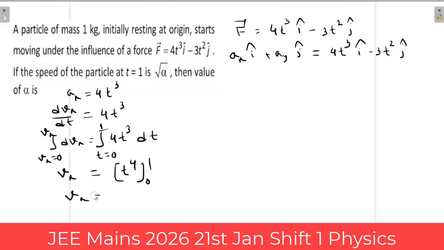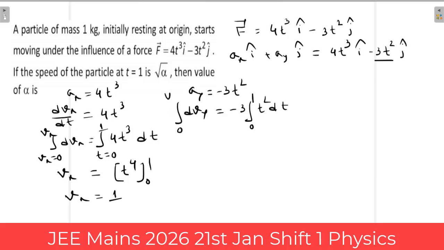So vx is 1. Similarly, ay is minus 3t². Ay is dvy by dt. So integration dvy is equal to minus 3 integration t² dt. So the limit of t is 0 to 1 and vy is 0 to vy. So integration dvy is vy, and the integral of t² is t³ by 3, so that is minus 3 by 3 t³, and the limit is 0 to 1. So this becomes minus 1. So vx is 1 and vy is minus 1.